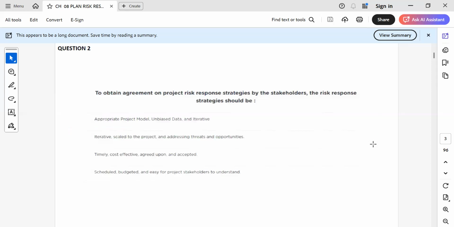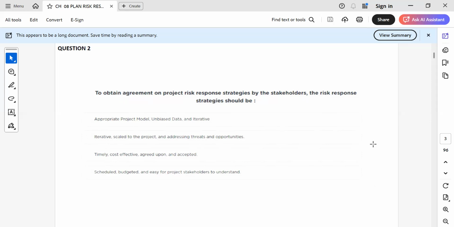To obtain agreement on project risk response strategies by the stakeholders, the risk response strategy should be: appropriate project model, unbiased data, and iterative; scale to the project and addressing threats and opportunities; timely, cost-effective, agreed upon, and accepted; or scheduled, budgeted, and easy for project stakeholders to understand. The second seems more appropriate: the strategies should be cost-effective, timely, and agreed upon. Let us see the next option, scheduled, budgeted, and easy for stakeholders to understand. I think option C is more appropriate for me.